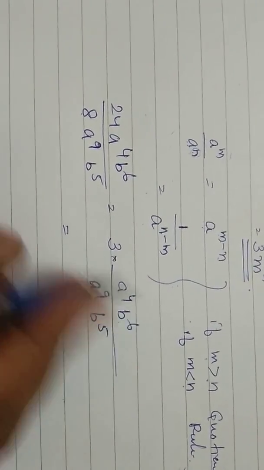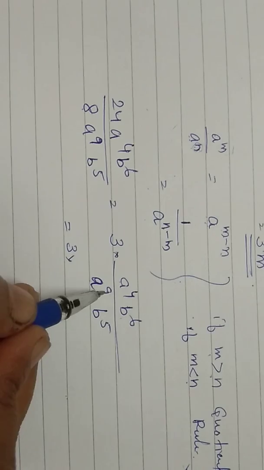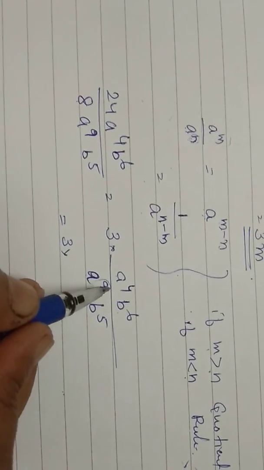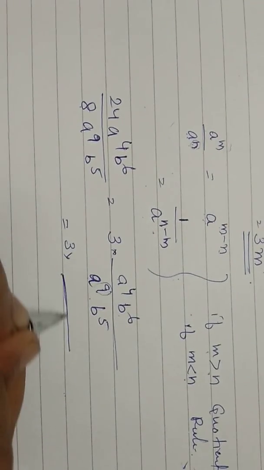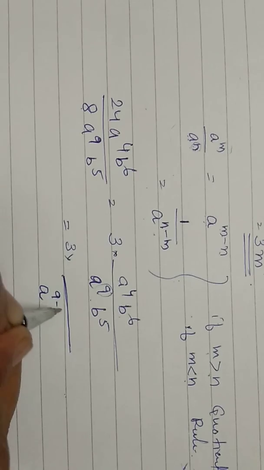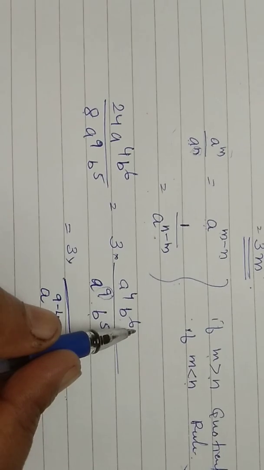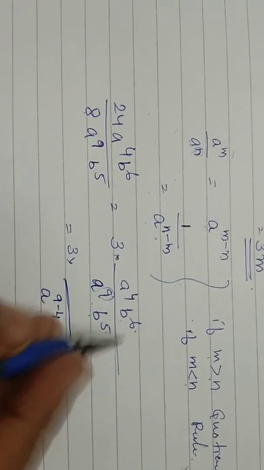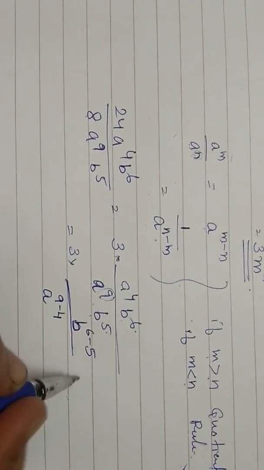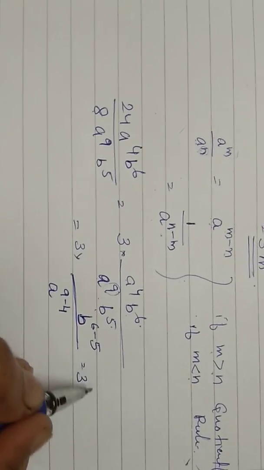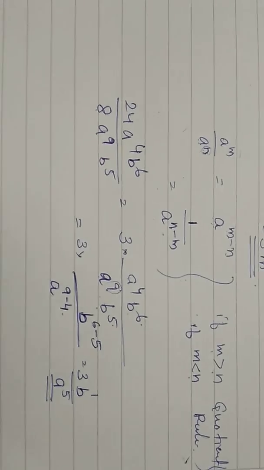But now I will use the quotient law, that is 3 into... For a raised to 4 by a raised to 9, because the power in the denominator is greater, we have to use the second law, that is, we do the subtraction in the denominator: a raised to 9 minus 4. But for b raised to 6 by b raised to 5, because the power in the numerator is bigger, we can subtract the powers in the numerator itself, 6 minus 5. So 3 into b raised to 6 minus 5, that is b raised to 1, by a raised to 9 minus 4, that is a raised to 5. This is the answer.